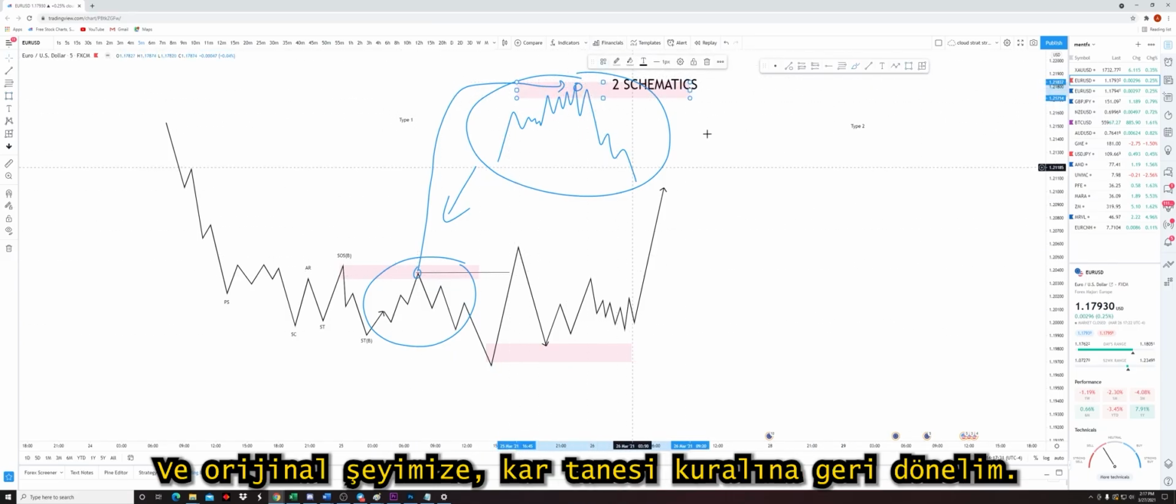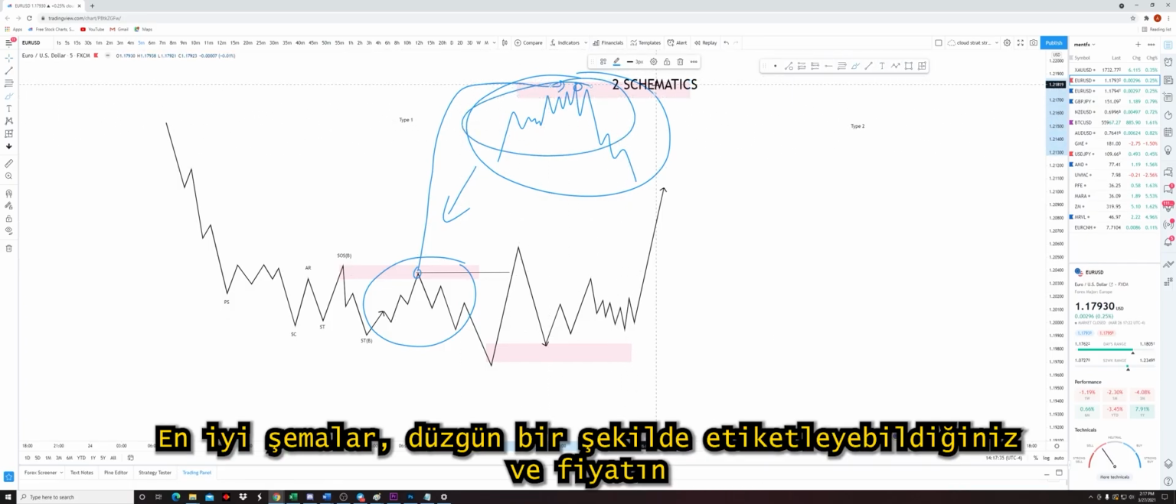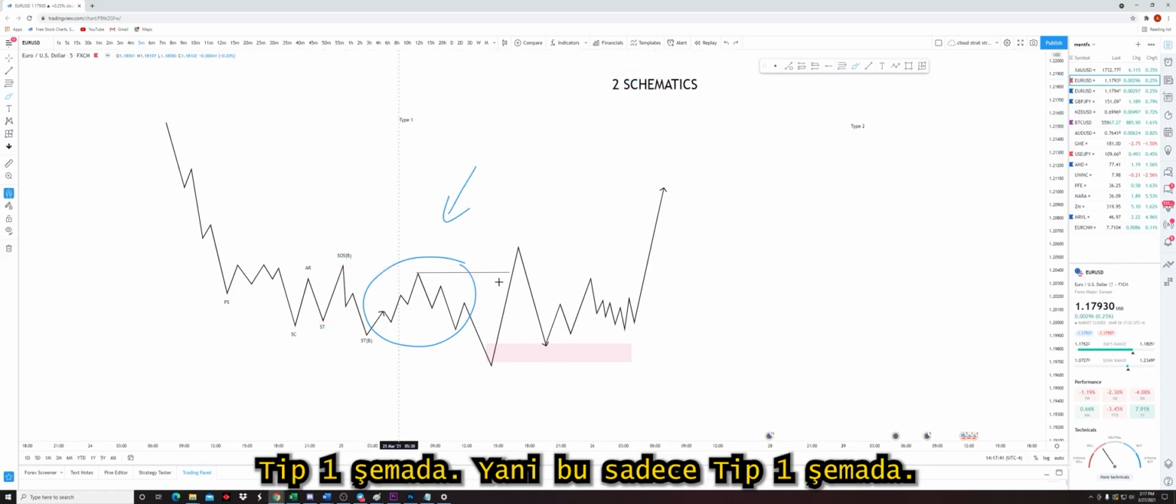There are schematics on each end. And remember, back to our original thing, snowflake rule. As long as highs are being taken out, there's a schematic undergoing. The best schematics are the ones that you can label properly and see price delivering to you in such a way, right?